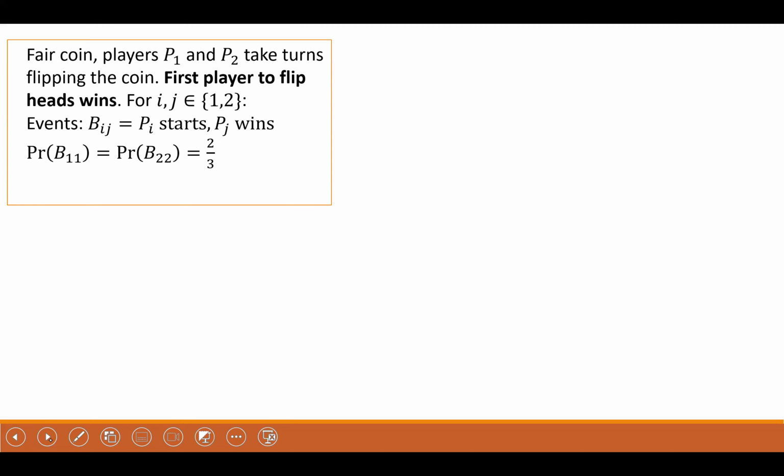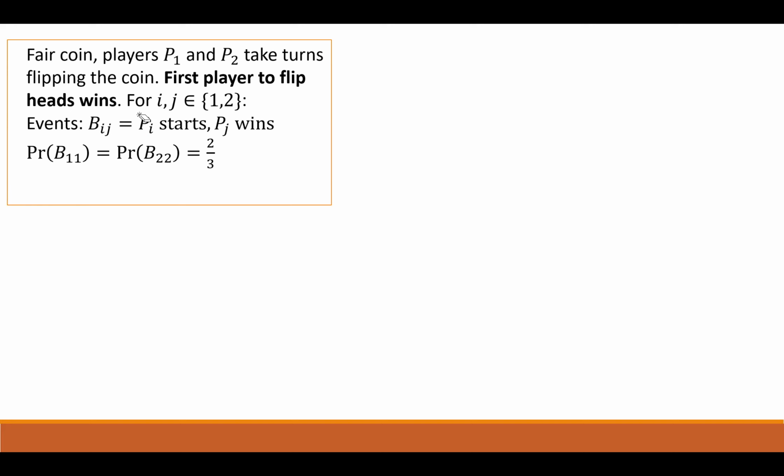Okay, so instead of taking it as a whole, I'm going to break it into two separate events. And we can describe these events using this notation. So I have i and j, where i can be 1 or 2 and j can be 1 or 2. These are the players. And so event Bij is the event that player i starts the game, right? Player i is the first one to flip, and then player j wins the game.